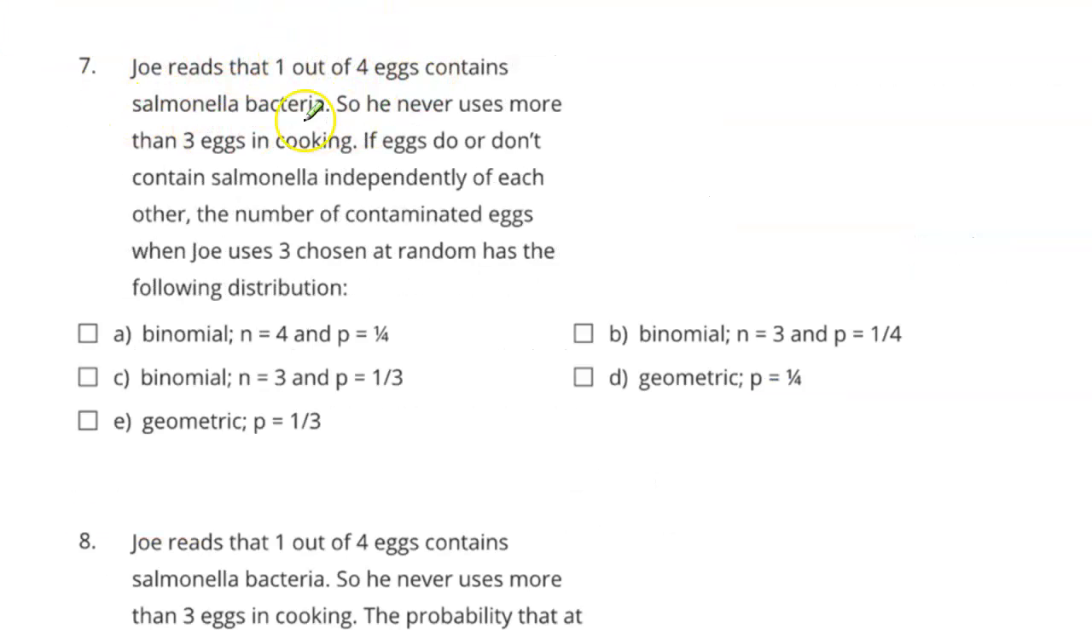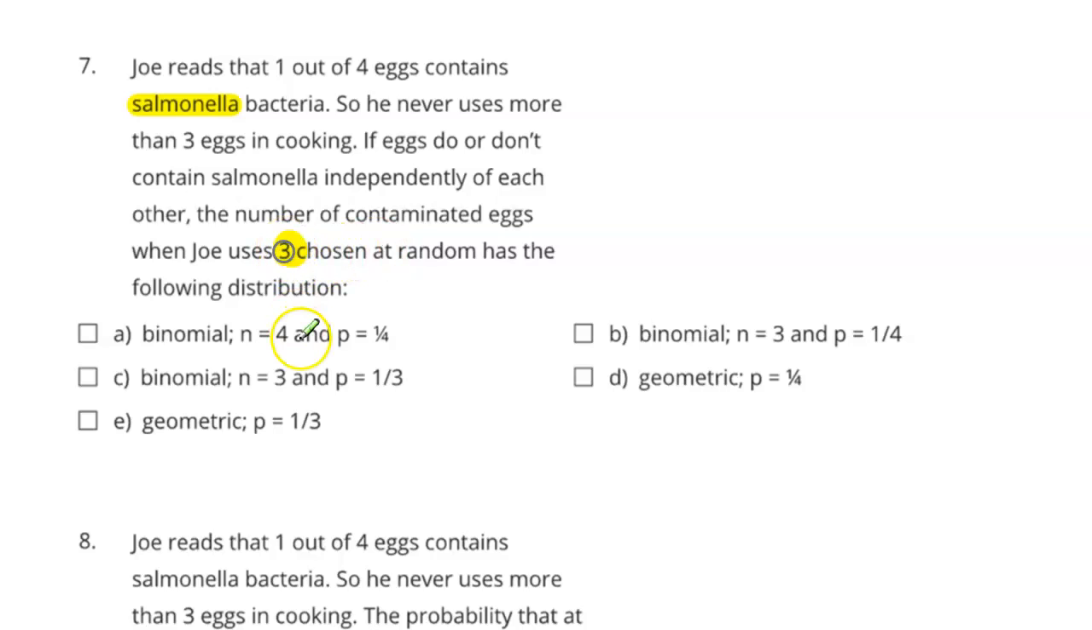Joe reads that 1 out of 4 eggs contains salmonella. Yuck. So he never uses more than 3 eggs in cooking. Interesting. If eggs do or don't contain salmonella independently of each other, the number of contaminated eggs when Joe uses 3 chosen at random has the following distribution. Well, you have a situation in which you know that you're choosing 3 eggs every time.